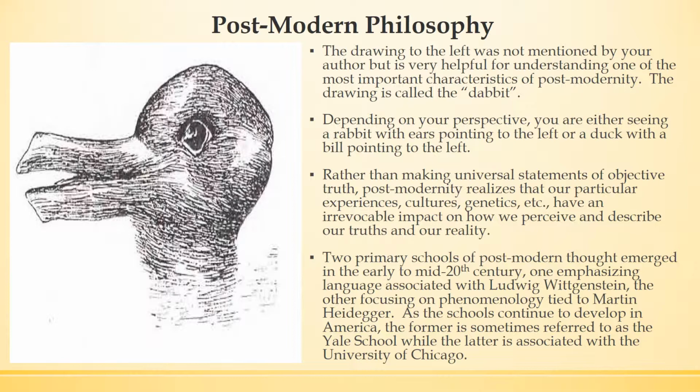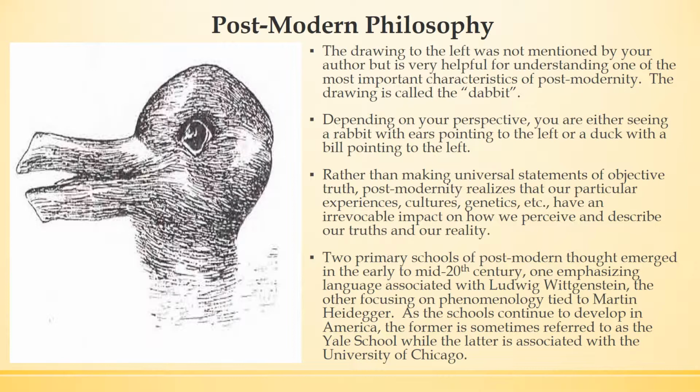Now, there have been two primary schools of postmodern thought that emerged in the early to mid-20th century, and they continue to develop today in the 21st century. One emphasizes the key component of language for philosophy. This is articulated by Ludwig Wittgenstein. The other is tied to the philosopher Martin Heidegger, and he will focus upon a type of study called phenomenology.